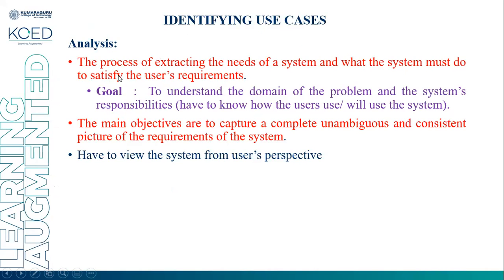The goal of the analysis phase is to understand the domain of the problem and system responsibilities, and to know how the user will use the system. How the user is going to use the system is captured in this analysis phase. The main objective is to capture a complete, unambiguous, that is error-free and consistent, picture of the requirements of the system. We have to view the system from the user's perspective.